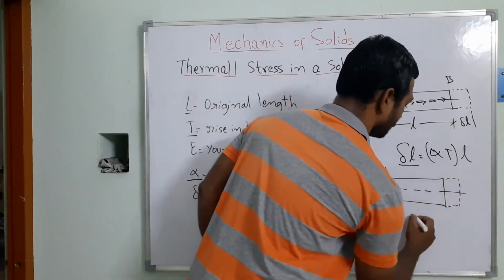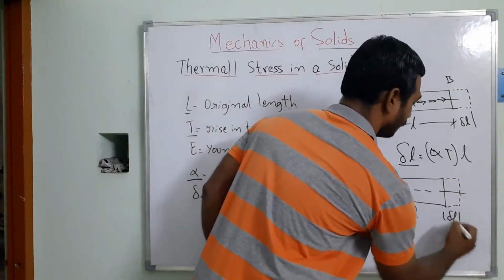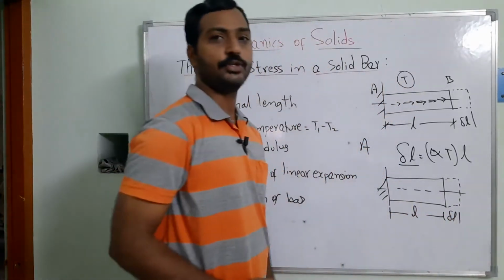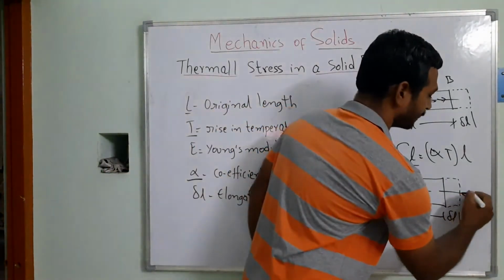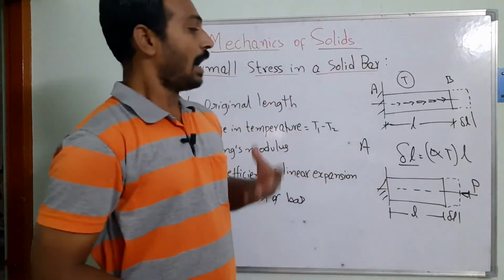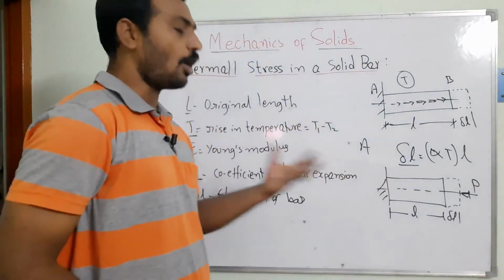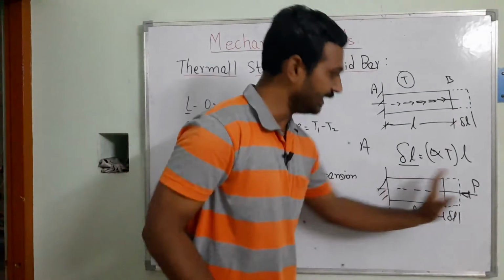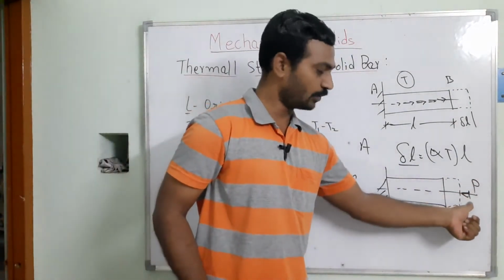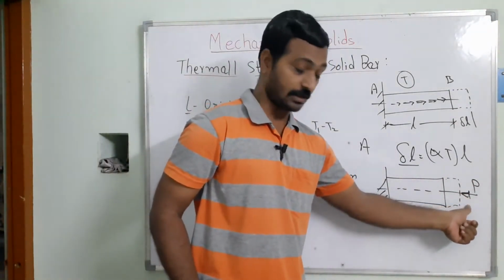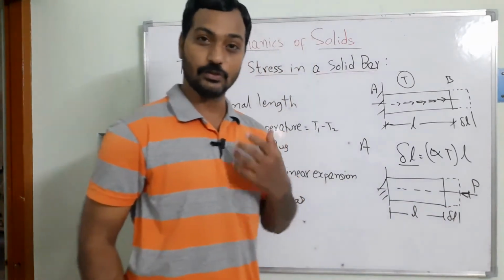This is the assumption. This is the L and this is the del L we have. So now what I am going to do, I am applying the force from this direction. That means I am trying to push that object in the opposite direction because it is expanding in this direction. So this force is not allowing the free expansion. So then what will happen?